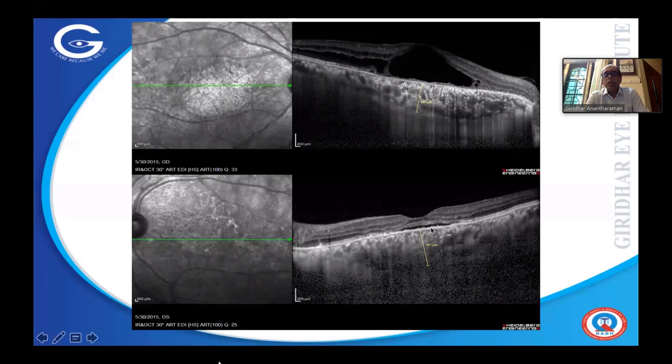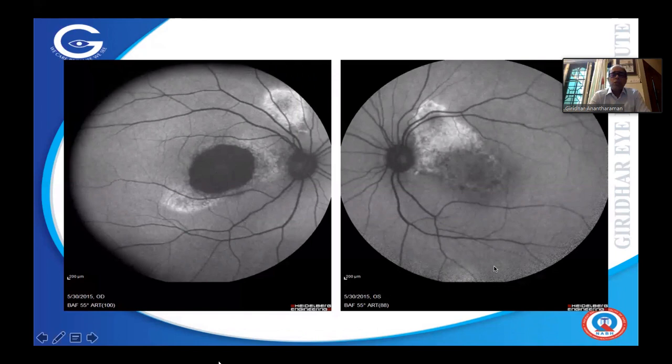The RPE is a little irregular, suggestive of chronic disease, and probably the poor RPE function is responsible for this small amount of fluid not getting absorbed. So this patient, if you do the autofluorescence, the right eye is practically gone. But the left eye also, you can see here there is significant RPE damage. You can see the area of decreased autofluorescence. And this is the biggest advantage of doing an FAF.